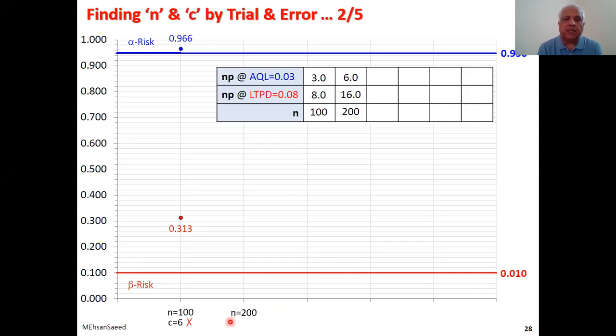So n is equal to 200. We got a value of C equal to 10. Let's plot. We get 0.957, which is higher, so alpha risk is satisfied. And lo and behold, we find this to be below the red line, because this is 7.7%. Bingo, we have got our acceptance plan. That means this is a plan, n is equal to 200, C is equal to 10, which satisfies both the buyer and the seller.